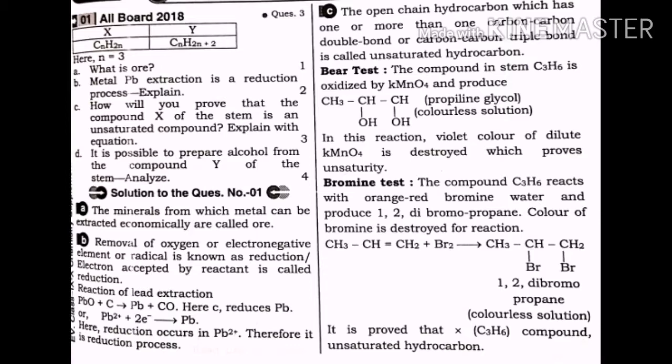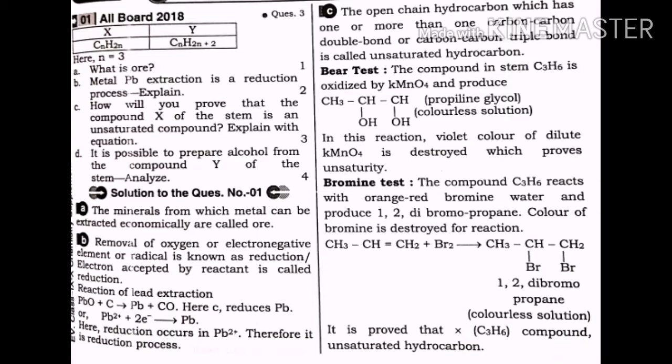Today we talk about some board questions of chapter 11. Here we show the board question of 2018. The first question is in the stem: given that X is a compound CnH2n, Y is another compound CnH2n+2.